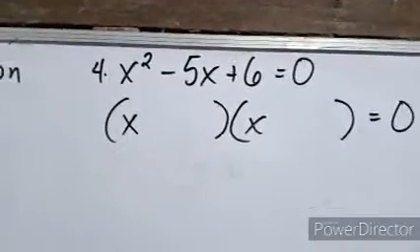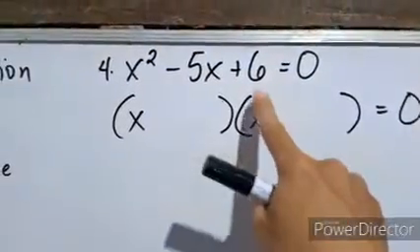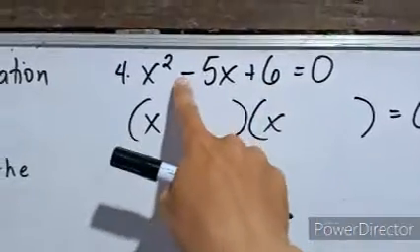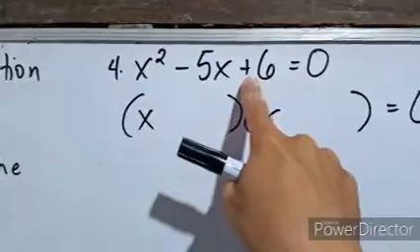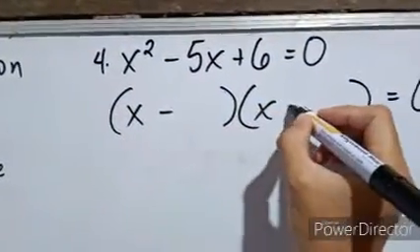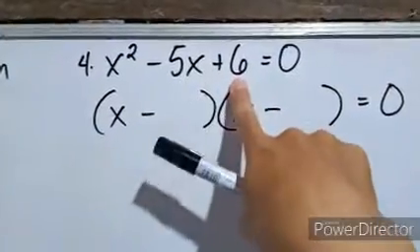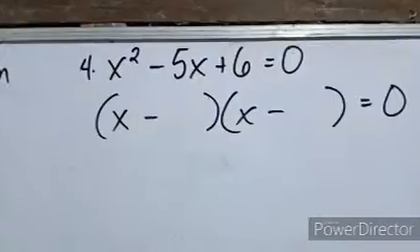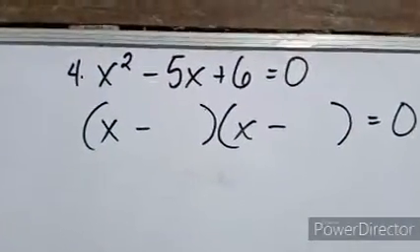So, next natin, observe natin yung ating C. So, ang C ay positive 6. Pero yung B, negative. Sabihin, same sign sila at ang sign nila ay negative. Ngayon, ano ba yung factors ng 6 na pag pinag-add mo ay negative 5? So, parehong negative yun.